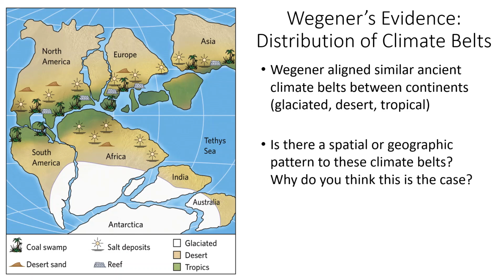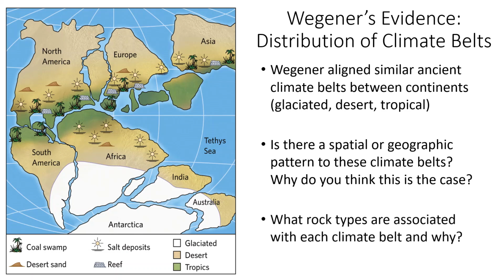And what I would like to ask you is to think about if there's a spatial relationship or geographic pattern to these climate belts, and if so, why do you think this is the case? Why do you think certain climate belts existed in certain places, for example? And finally, what rock types are associated with each climate belt and why? This would be something to include in your notes.